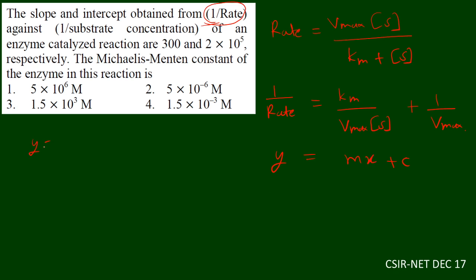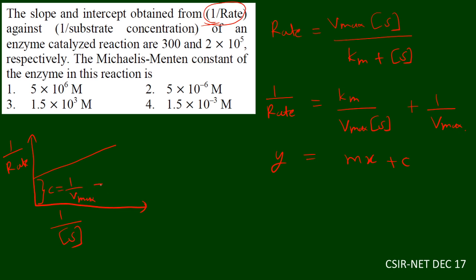The y-axis scale given is 1 by rate. Therefore, plot the graph of 1 by rate versus 1 by concentration of substrate. The graph is like this. This is the intercept c, and its value is 1 by Vmax.